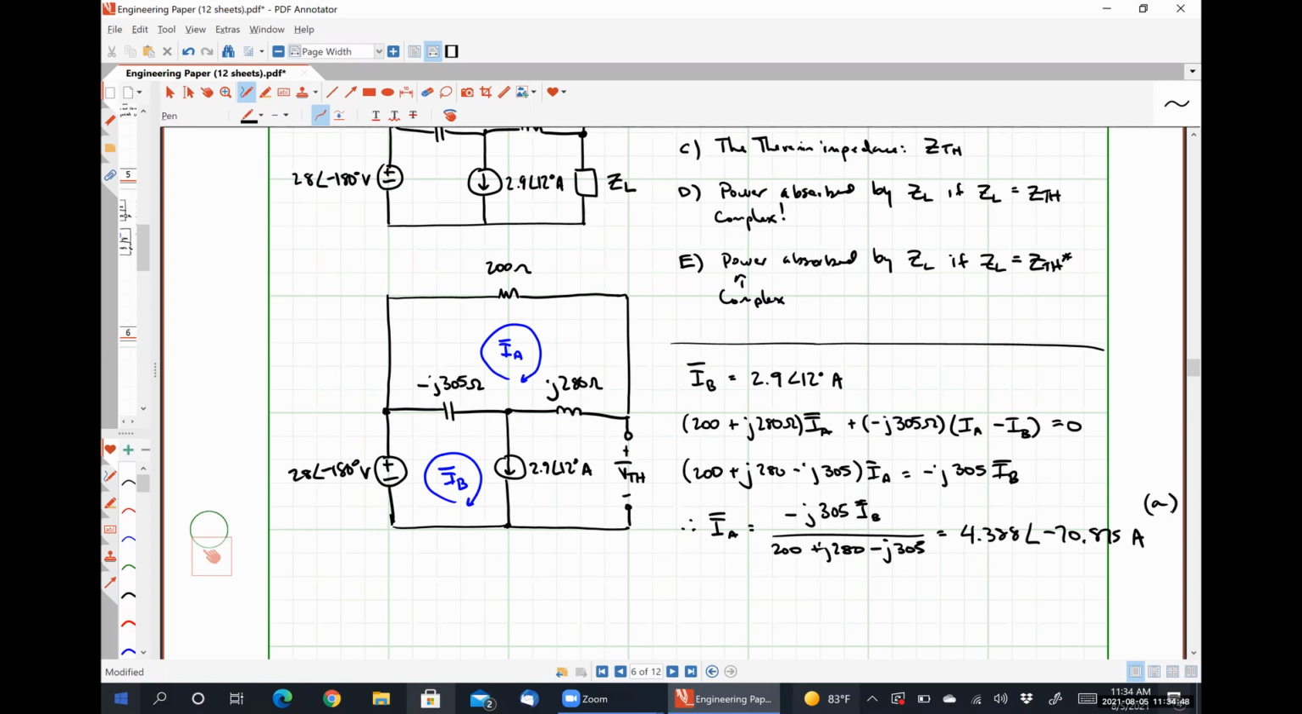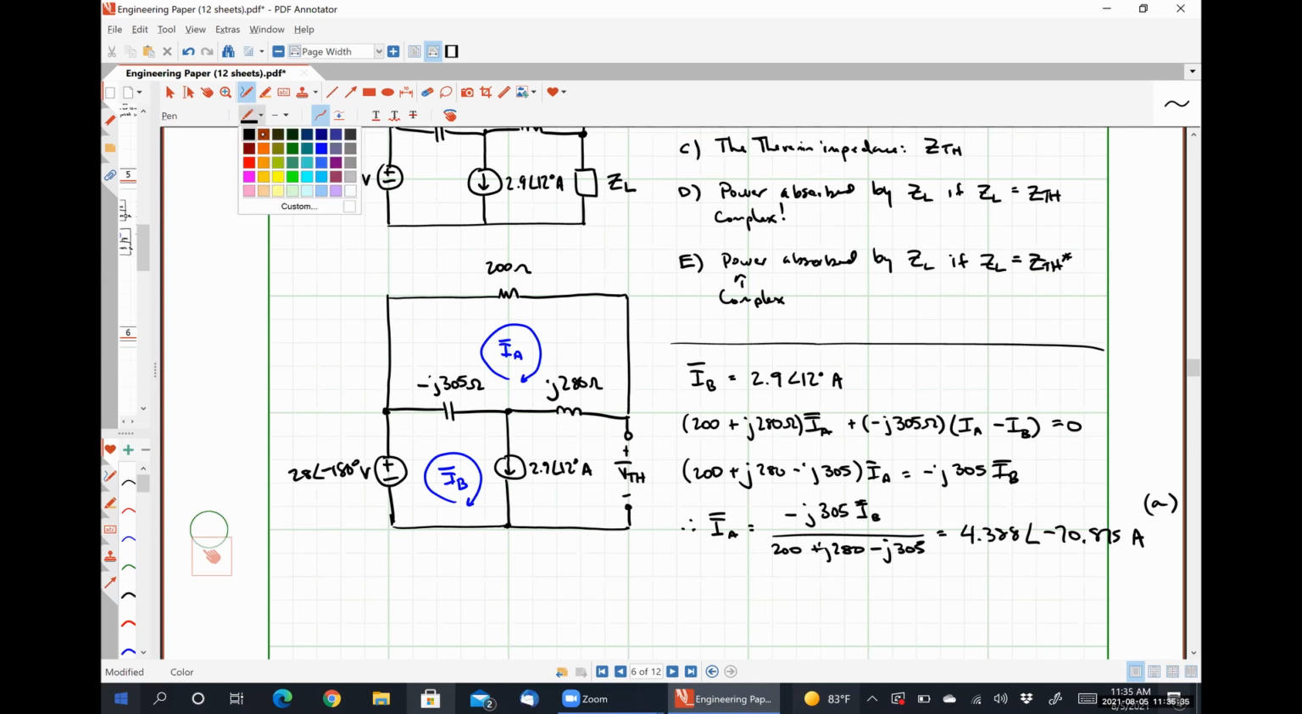So now that we know our two mesh currents, how does that help us determine VTH? Wouldn't VTH be the j ohm resistor times IA minus IB? Okay, so the voltage VTH should be equal to 200 plus j280 times IA, or? I don't agree with either of those things.